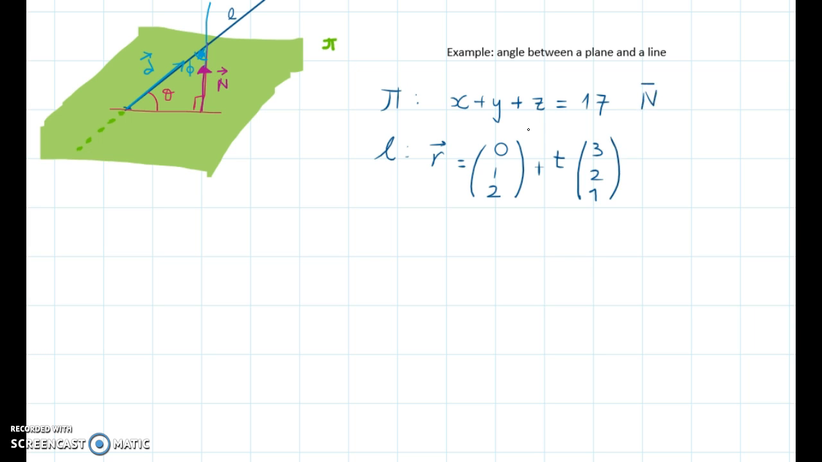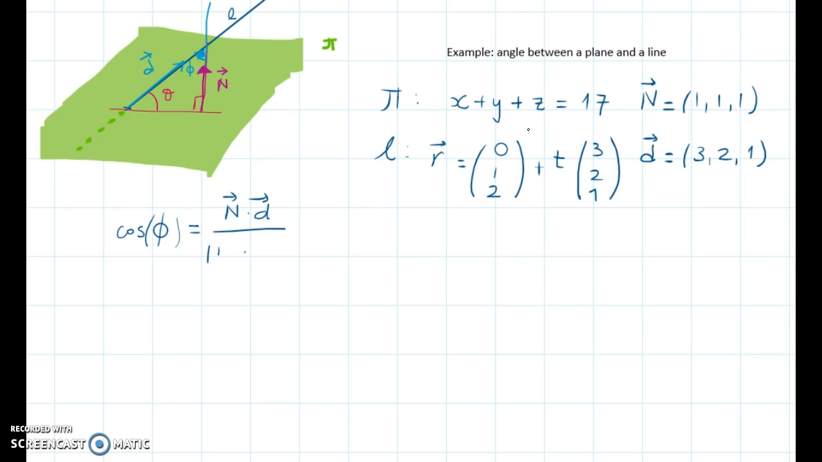So here, let's write that the normal vector to the plane is given by (1, 1, 1), and the vector in the direction of the line, D, is given by (3, 2, 1). So to find the angle phi between D and N, we are going to use the formula that says the cosine of this angle is given by the dot product between the vectors divided by the product of their magnitudes.